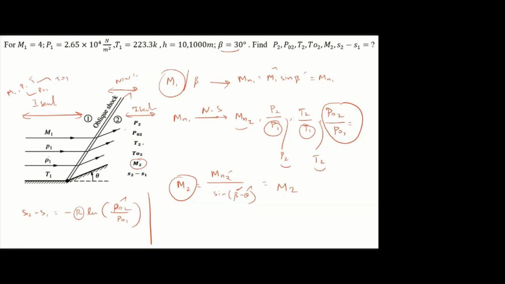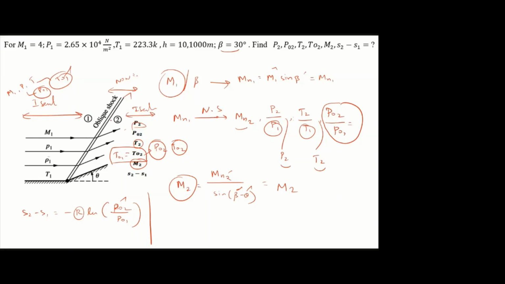Similarly, once you know M2, P2, T2, you can find P02, T02, etc. Across the oblique shock wave, P01 and P02 will vary, but T01 and T02 will not vary. So T01 is equal to T02. Either you can find T01 or T02, it's up to you.